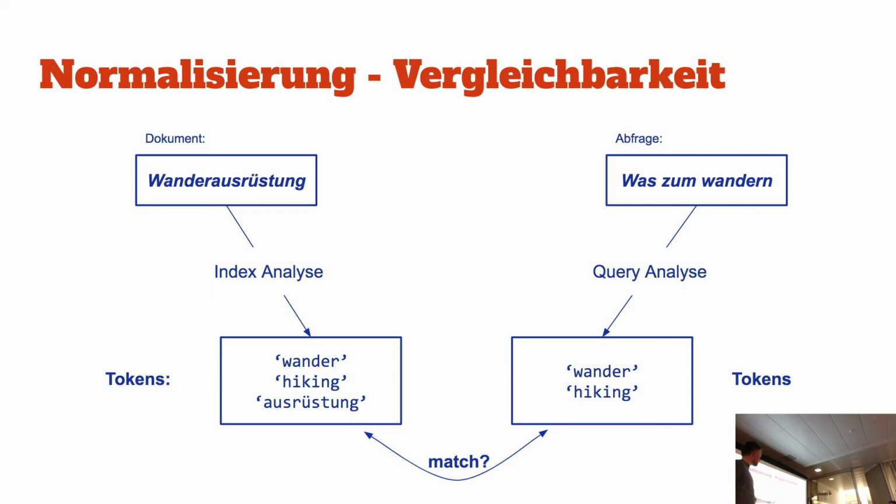And on the other side, you have the queries. For example, here the query was zum Wandern, and you have the query analysis, and it also produces tokens based on this query. Then finally, at the core of it, you compare those tokens, and you can say how similar my query is to the document. So this is the basic mechanism. Do you have questions so far?